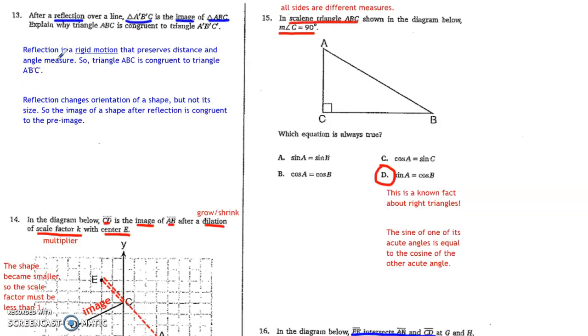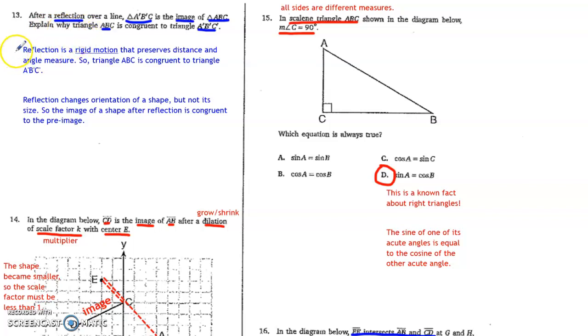Okay, I'm looking at a reflection over a line. Reflection is a rigid motion. It preserves distance. It keeps the measurements the same. So it's asking you why triangle ABC is congruent to triangle A prime, B prime, C prime. Don't make the mistake that some students make of saying, well, those two triangles are not congruent, because it says explain why they are congruent. So they are congruent, just justify that answer.